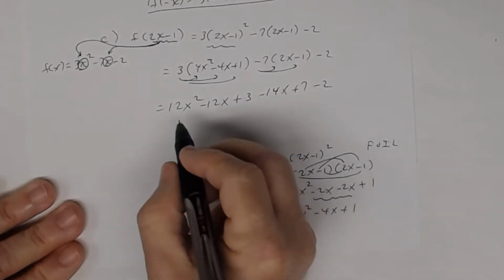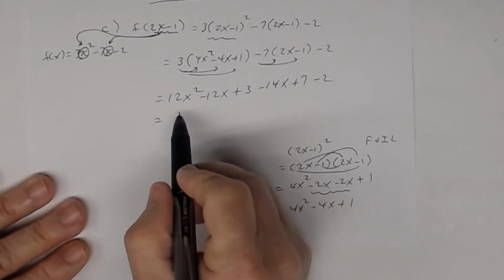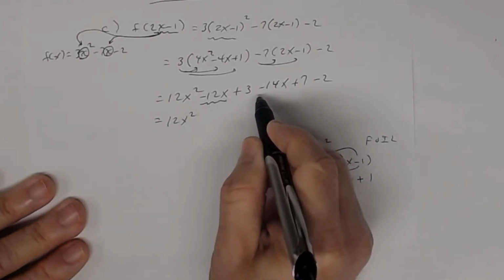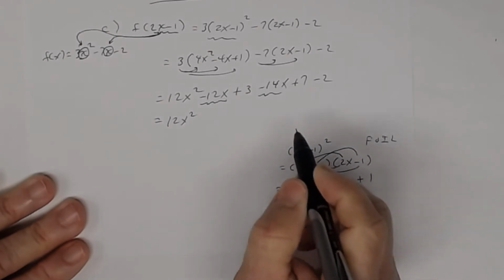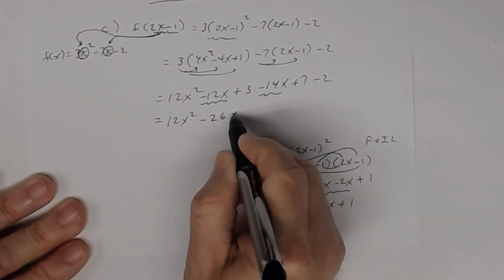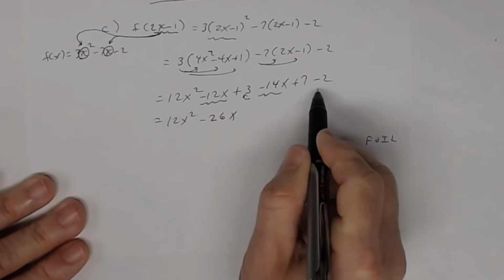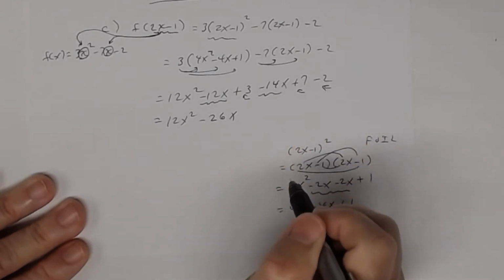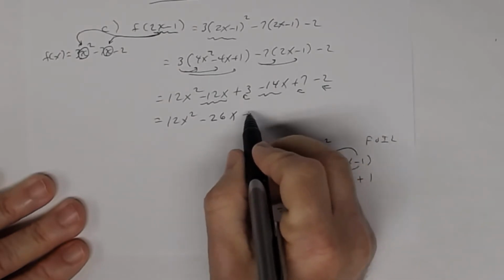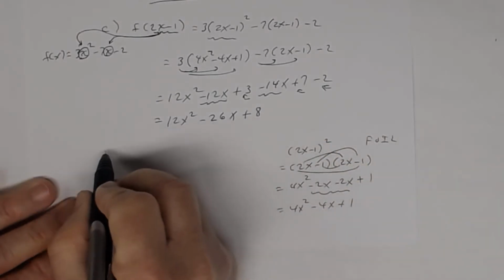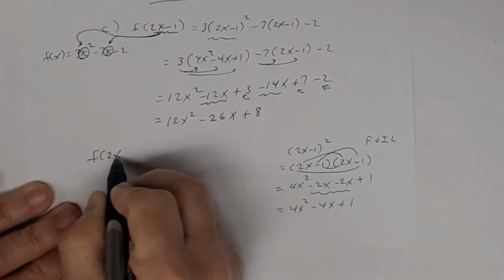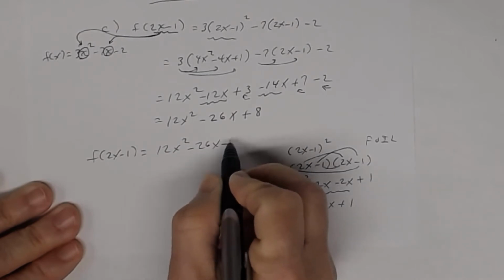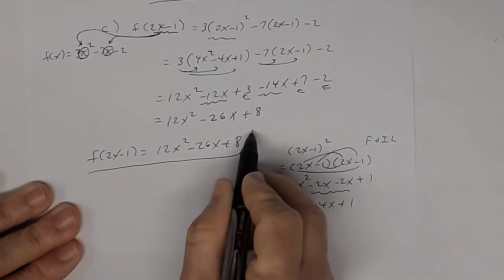And now let's go ahead and combine like terms. When I combine like terms, I get 12x squared. A negative 12x and a negative 14x is a negative 26x. And then positive 3 and a positive 7 is 10. And then 10 and a negative 2 is a positive 8. So therefore, f of 2x minus 1 is equal to 12x squared minus 26x plus 8. All right, and so that's the answer for that one.